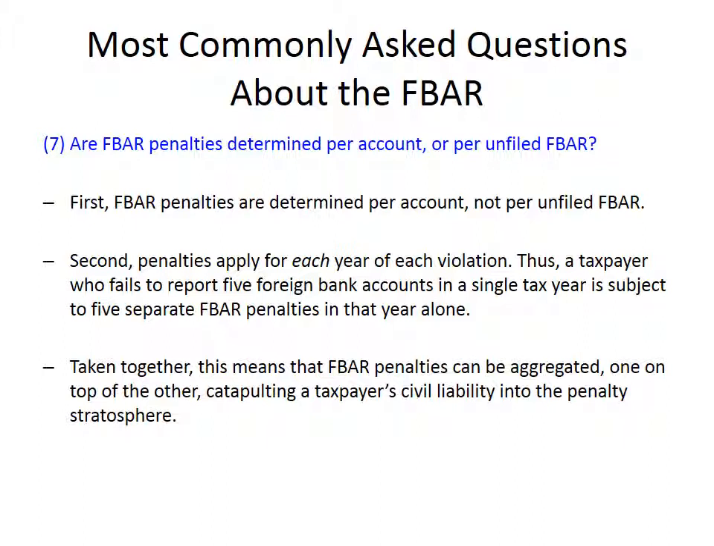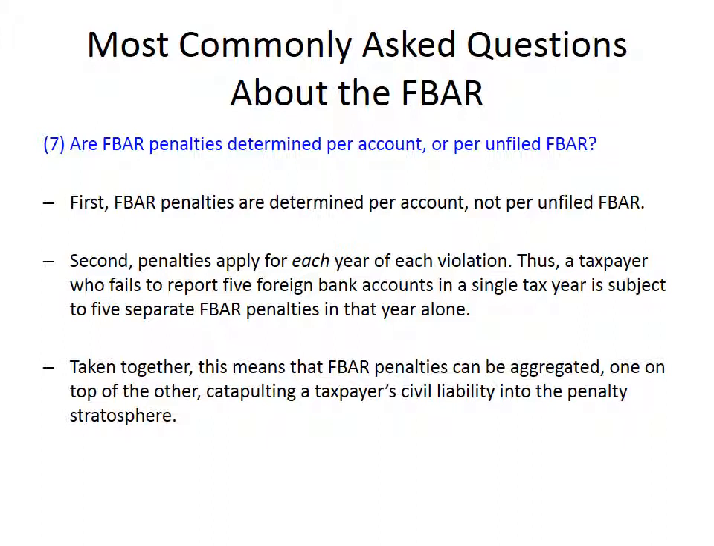So if there was a non-willful FBAR penalty asserted, that it would be $10,000, and it was determined to be the max, that the worst FBAR penalty the taxpayer is facing is $10,000. Not so if there are multiple foreign accounts, even though all the foreign accounts are listed on one FBAR. Second, penalties apply for each year of each violation. So, a taxpayer who fails to report 5 foreign bank accounts in a single tax year is subject to 5 separate FBAR penalties for that year alone.